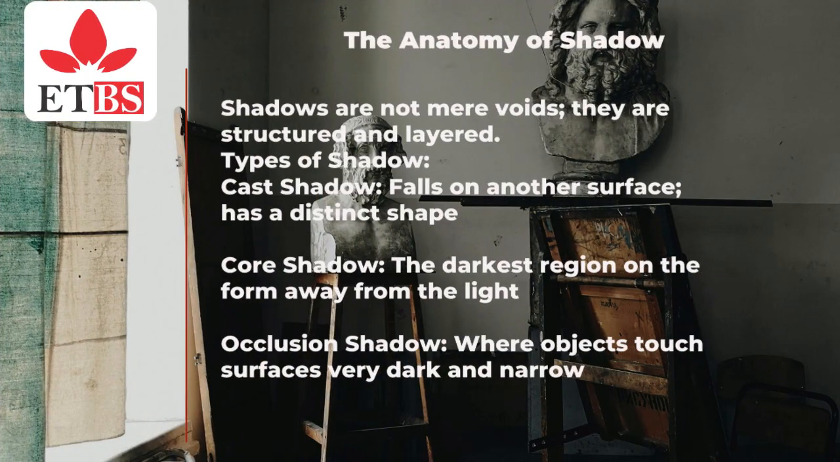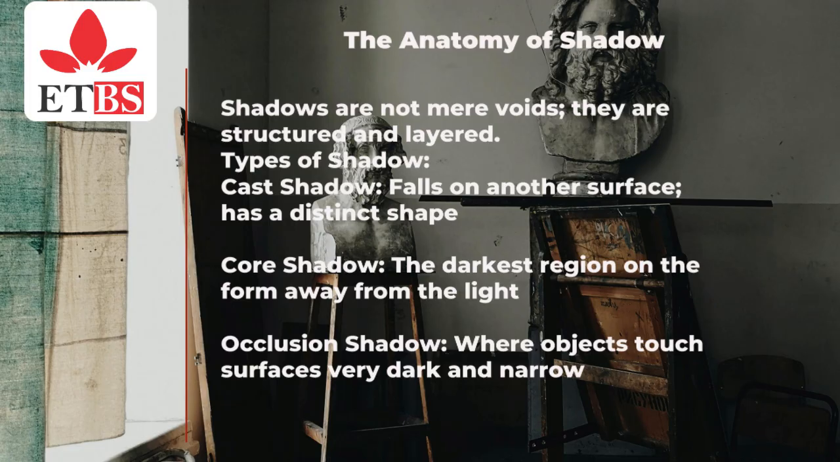2. The anatomy of shadow. Shadows are not mere voids. They are structured and layered. Types of shadow. Cast: shadow falls on another surface, has a distinct shape. Core shadow: the darkest region on the form away from the light.